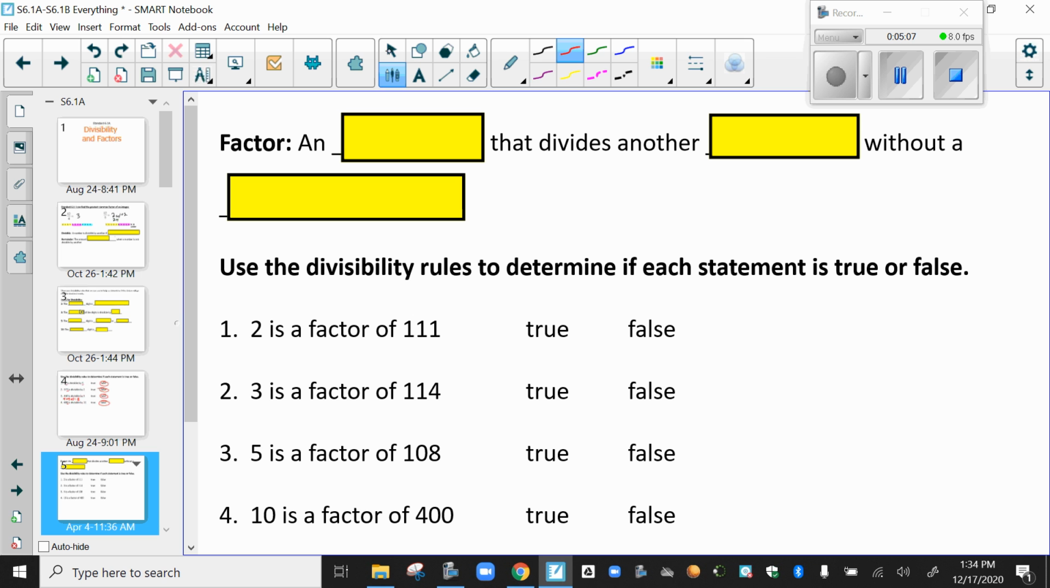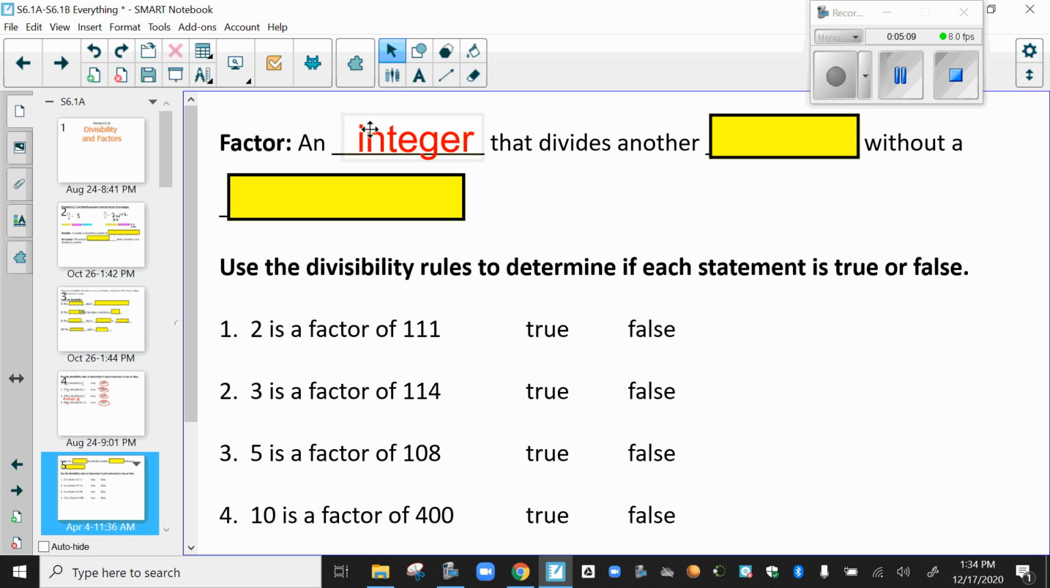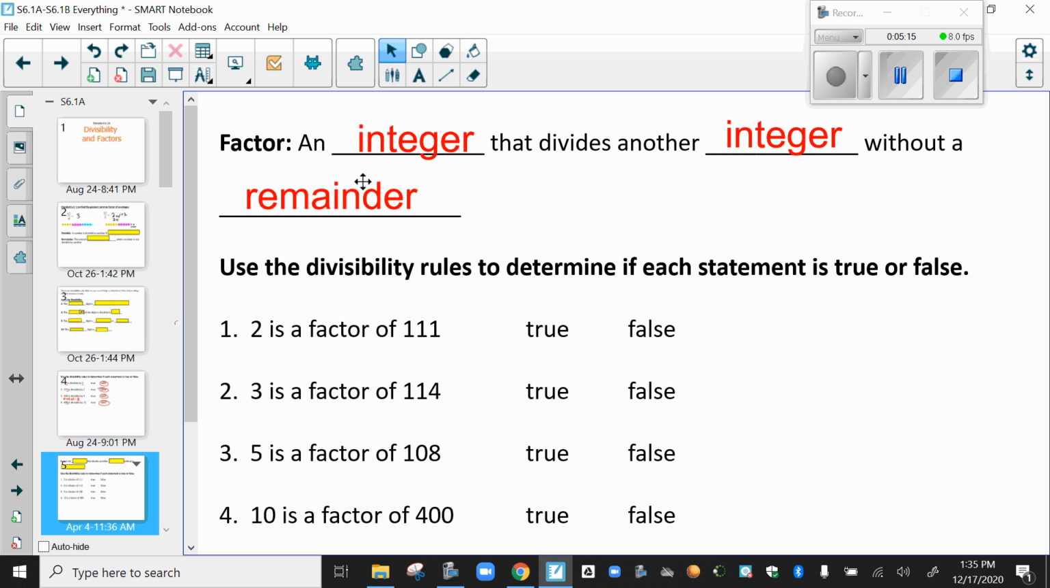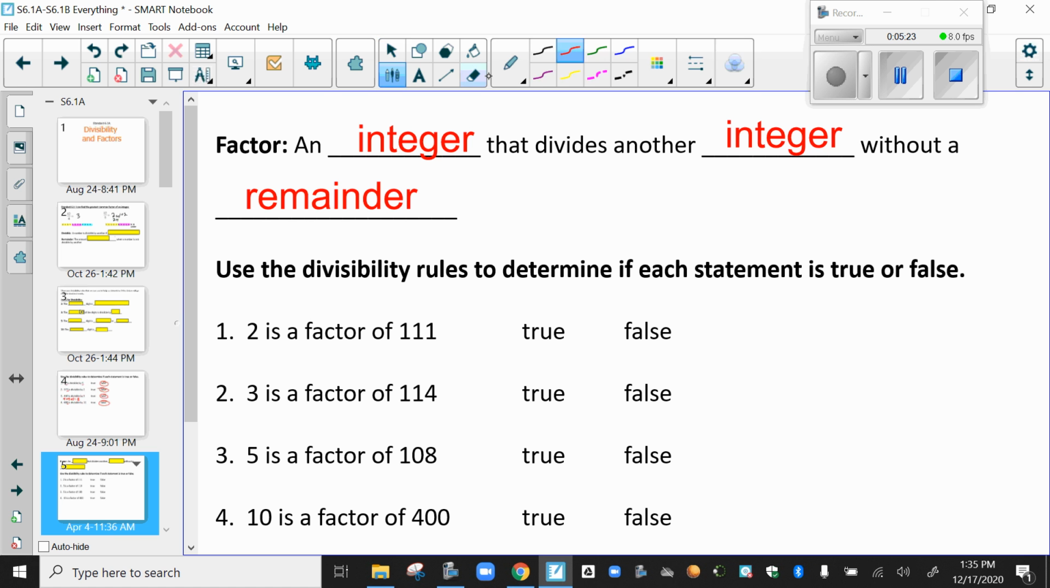Factor is the same thing. So factor is an integer that divides another integer without a remainder, right? So it means the same thing of what we just talked about. Is it divisible? So is 2 a factor of 111? Well, we're looking at that last digit right here. Is that 2, 4, 6, 8, or 0? No, so it's false.